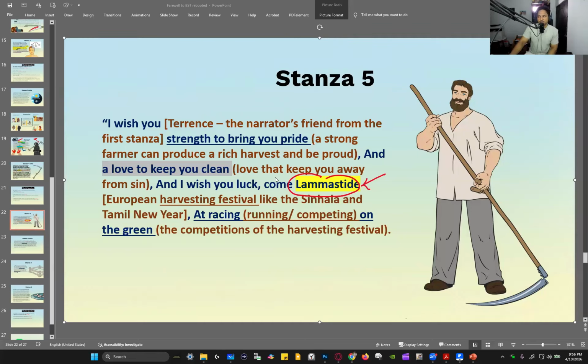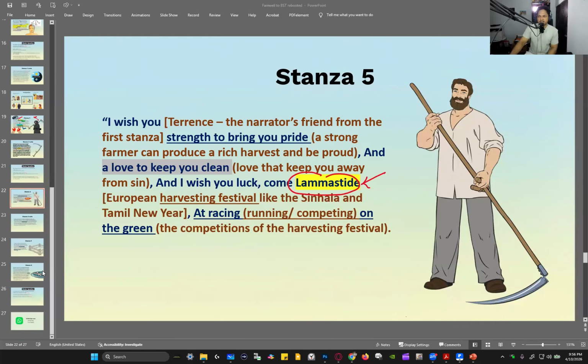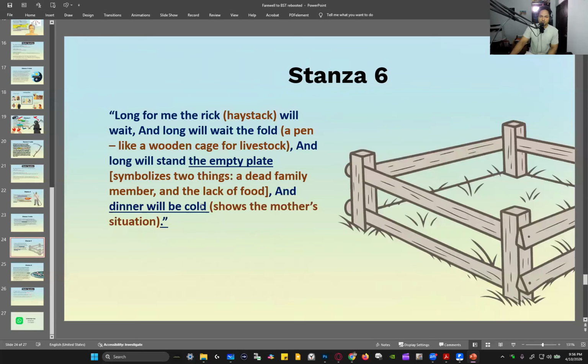So the narrator, unfortunately, will not be able to celebrate Lammastide. This brings us to the last stanza. Long for me, the rick will wait. What do you mean by rick? Rick is the haystack. Long for me, the rick will wait. The narrator is talking about the haystack.